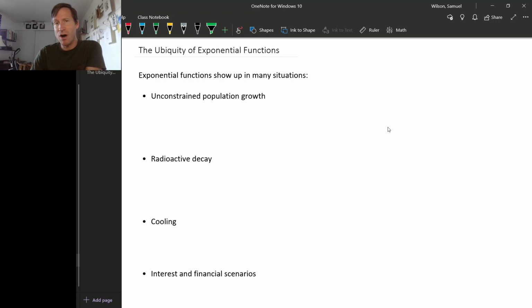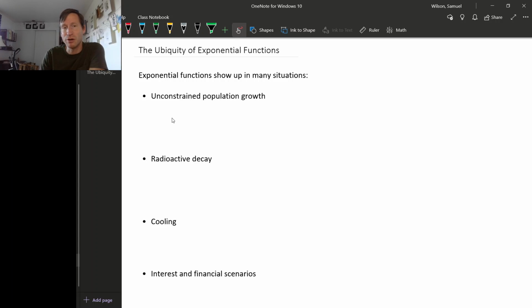Maybe you've noticed how often exponential functions come up in applications. It's a little bit strange when you think about it, because we're sort of used to dealing with polynomials and maybe rational functions. So why is it that something so crazy like exponential functions actually shows up all the time? There are many situations where exponential functions show up. Here are just a few.